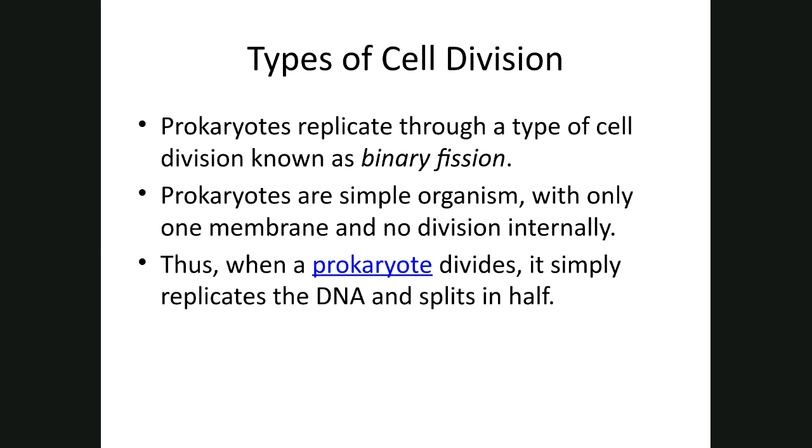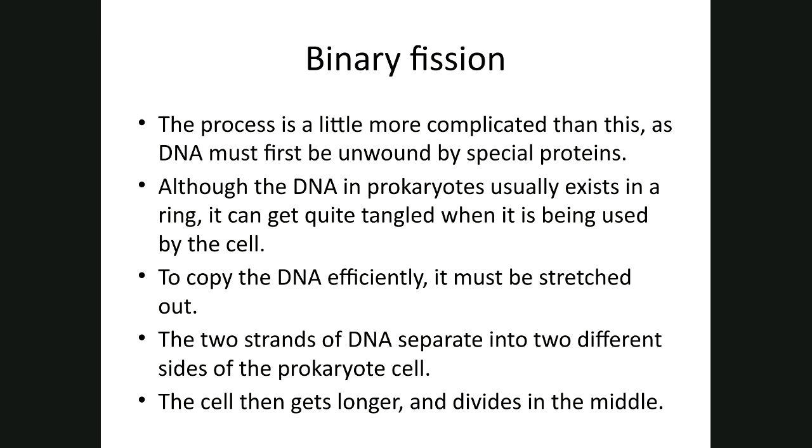Thus, when the prokaryotes divide, they simply replicate their DNA and it is split in half, which I told you in the first slide. Binary fission is a little more complicated than this, as I told you: they don't just go into two halves, there is some complication also. What are the complications? The DNA must first be unwound by special proteins. First of all, the chromosome or DNA which we observe in prokaryotes is somewhat complicated, and it must be straightened with the help of proteins.